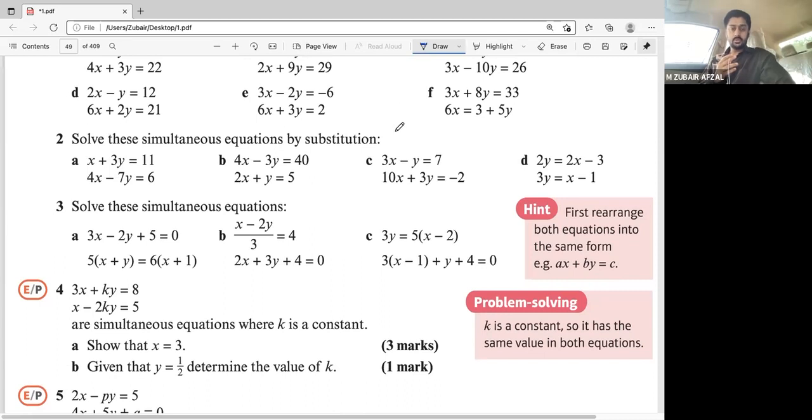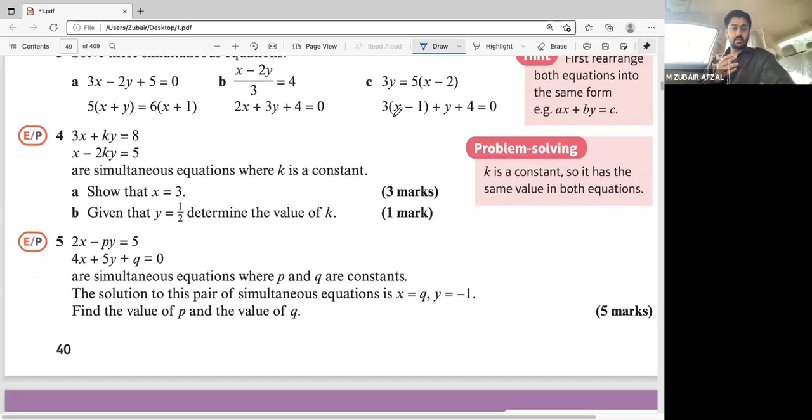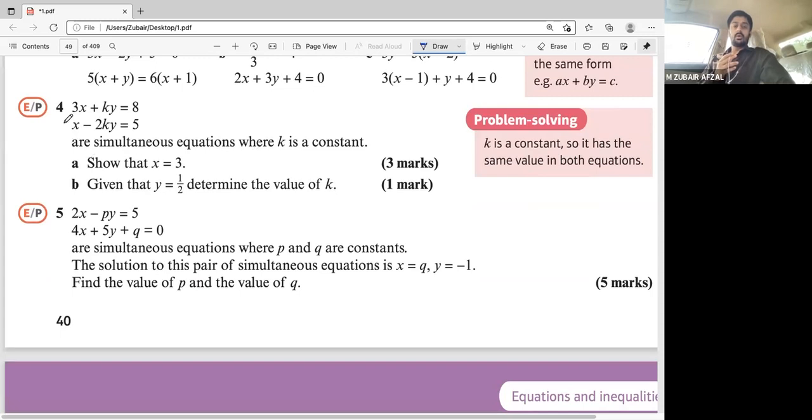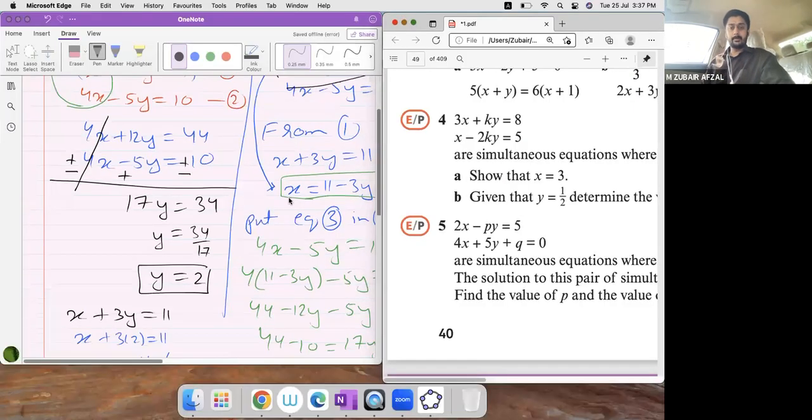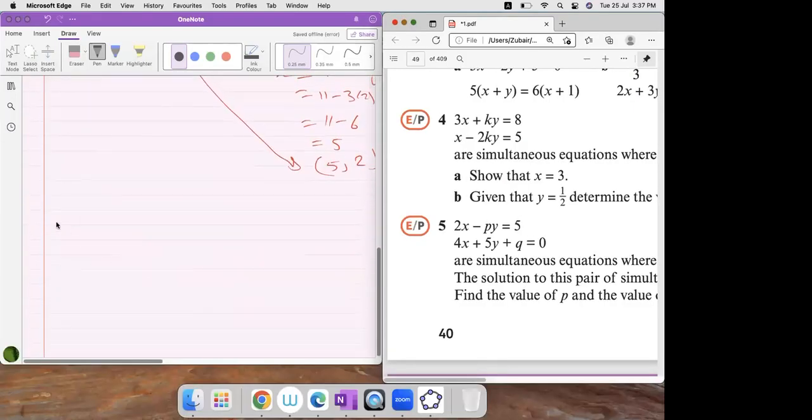Question 2 says substitution. And this. Okay. These are the two simultaneous equations, where k is a constant. Show that x equals 3. And given that y is equal to 1 by 2, determine the value of k. Any idea how we can solve this question? Question number 4. To explain it, the question itself.